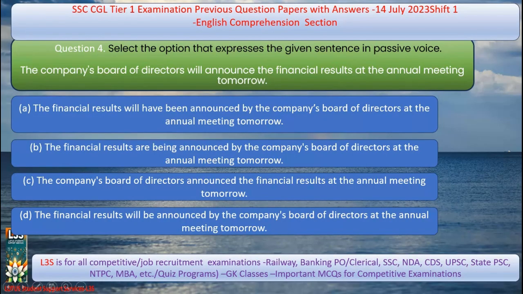The option B, the financial result are being announced by the company's board of directors at the annual meeting tomorrow. Again, not correct. It should not be are being. The next option, the company's board of directors announced the financial result at the annual meeting tomorrow. It is in the past tense, not correct. Next option, the financial result will be announced by the company's board of directors at the annual meeting tomorrow. So it is the correct option.